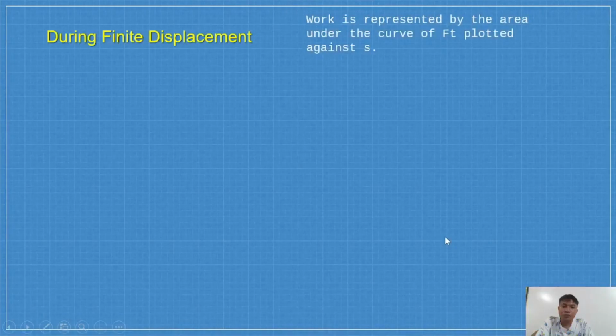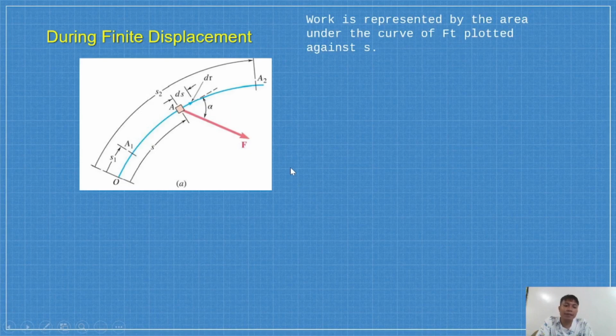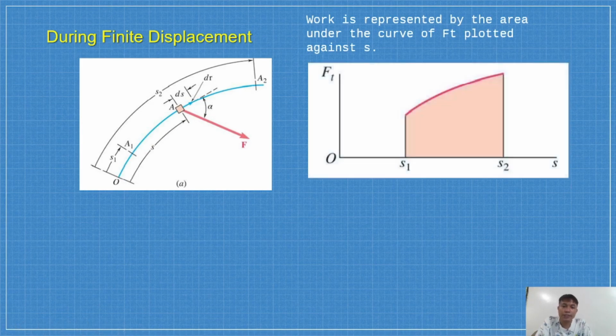So, during a finite displacement, the work is represented by the area under the curve as plotted in this figure. So, the Ft against ds, where s is the length. So this here is the work. This represents the work.